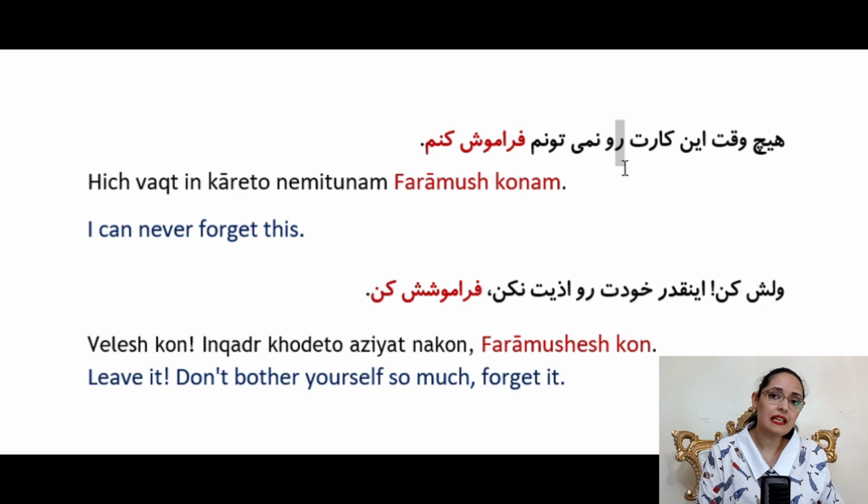Note that again here, رو comes after a consonant, which is a T sound here. So, in spoken Persian, we pronounce it کارتو. هیچ وقت این کارتو نمیتونم فراموش کنم. Use it when you're angry, when you don't want to forgive someone.